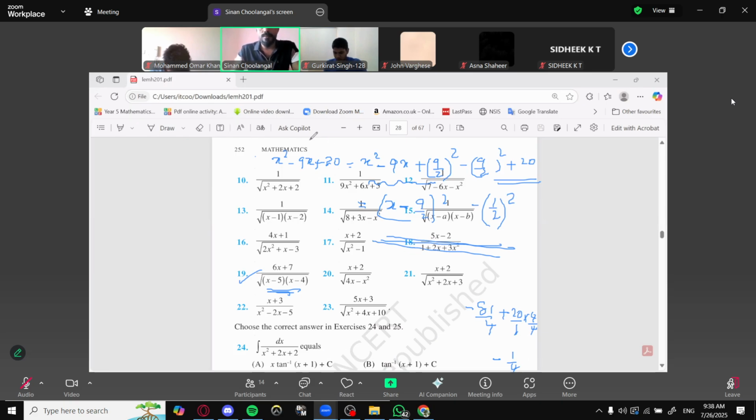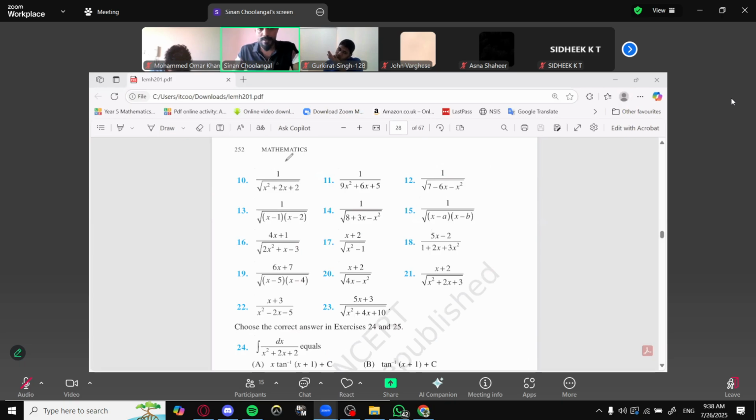Now we can start the procedure. What is the first step? Taking the numerator 6x plus 7, equals a times the derivative of the denominator, x square negative 9x plus 20, plus b.